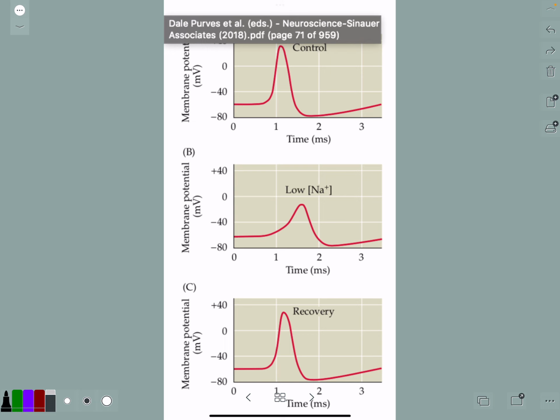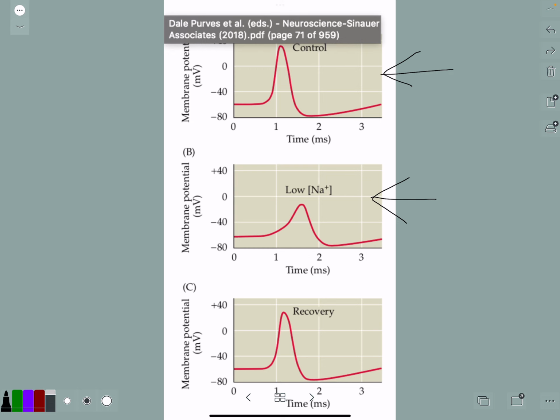Now, how could they experimentally test whether or not sodium is responsible? Well, they could remove sodium from the outside cellular space, and if sodium were responsible, they would expect the membrane potential during the action potential to become less intense. And that's exactly what they saw. So this is our normal, unmanipulated; reducing sodium on the outside of the cell reduces the action potential.